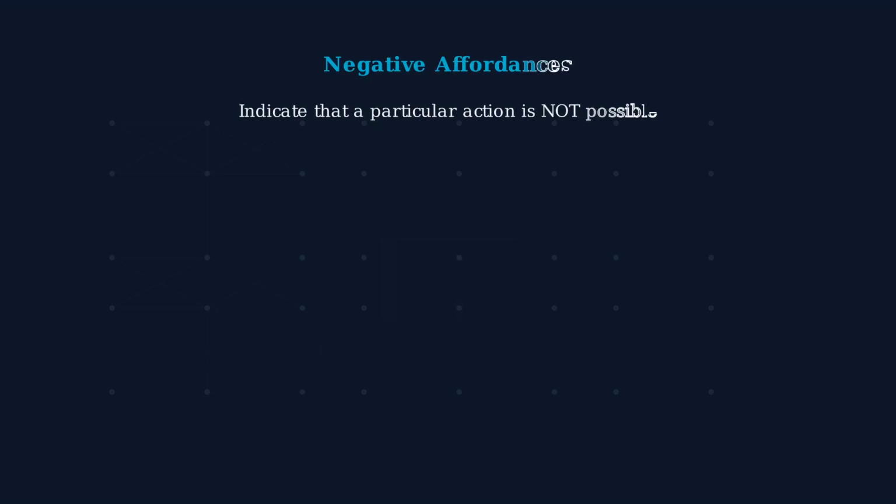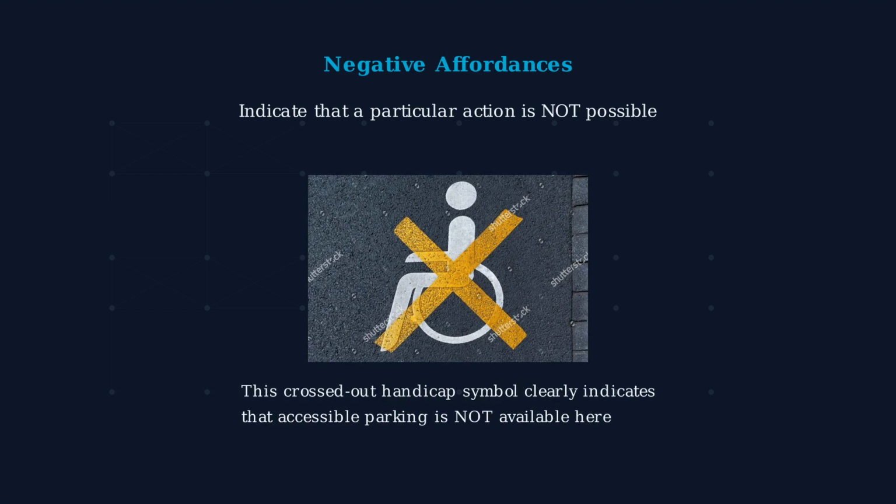Negative affordances work differently. Instead of misleading users, they clearly communicate that a particular action is not possible. They prevent users from attempting actions that won't work. This crossed-out handicap symbol is a perfect example of negative affordances. The large X clearly communicates that this space is not available for accessible parking. There's no confusion about what's allowed.